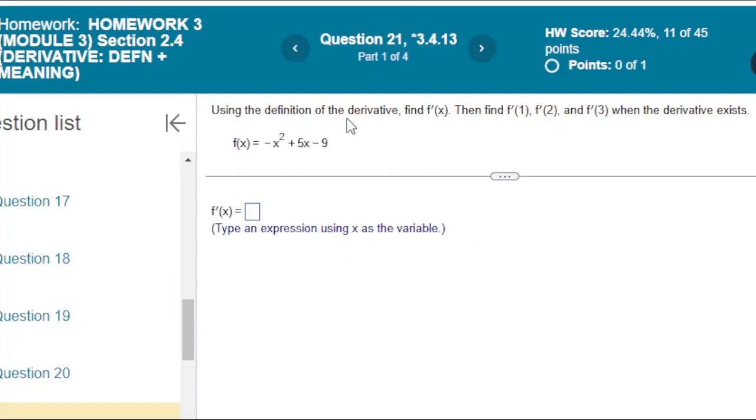Now this one says, using the definition of derivative, find f prime of x. Then find f prime of 1, f prime of 2, and f prime of 3 when the derivative exists. And it gives us the function here. Now, there's a very simple way to do this without using the definition of derivative. And it's okay if you do it that way, but I want to show you both ways. So I want to show you doing this using the definition and also not using the definition.